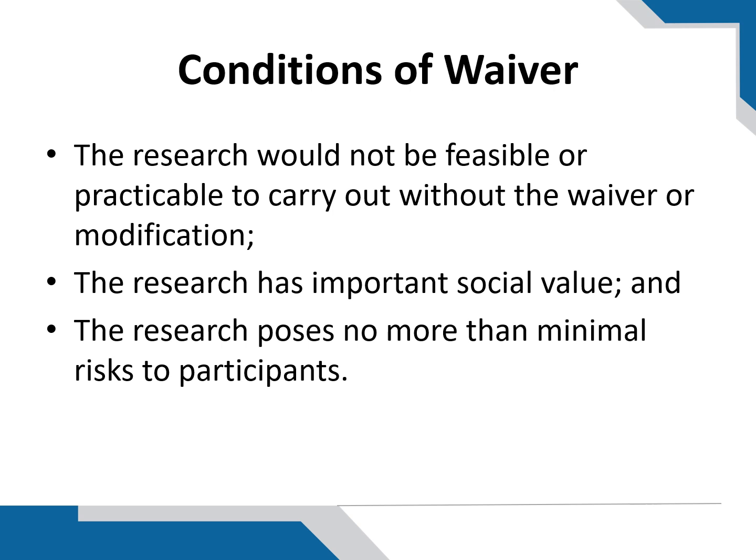So the researcher needs to prove that the research would not be feasible or practicable to carry out without the waiver or modification. Also, the research needs to have an important social value and pose no more than minimal risk to participants. So these three conditions need to be fulfilled when seeking waiver of an informed consent.